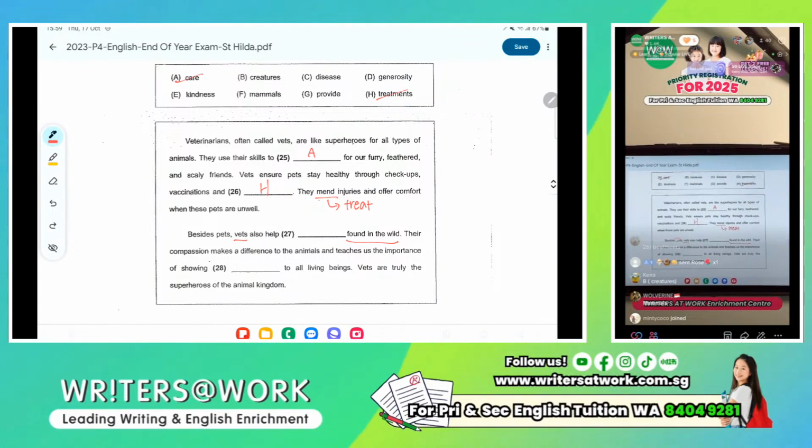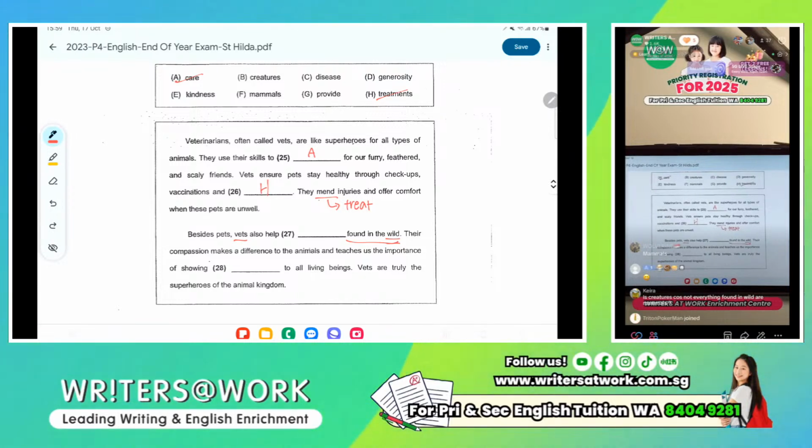Okay, mammals, right. For question 27, is it mammals? Right, or is it creatures? Okay, there are two options over here. Found in the wild. Right, everything found in the wild, right? In the wild means that you can be scaly, furry, and what? Feathered, yes. So are you sure it's only mammals? Because you can find birds, fishes in the wild as well. It's creatures, because not everything found in the wild are mammals.